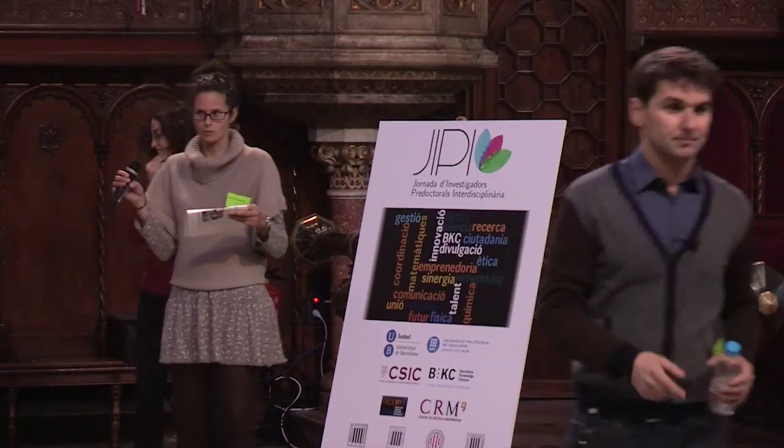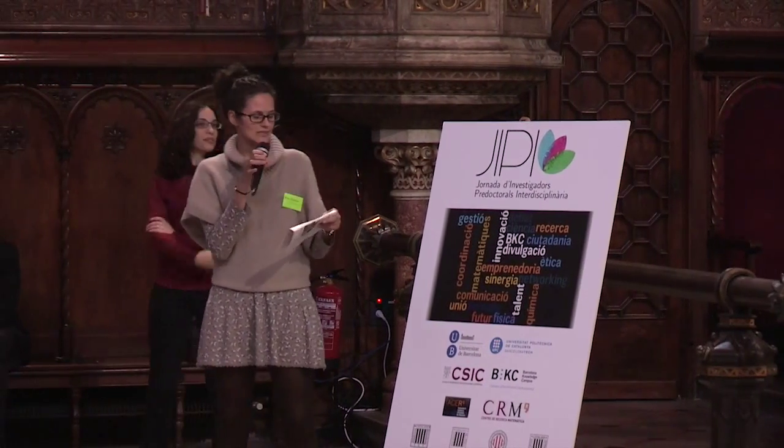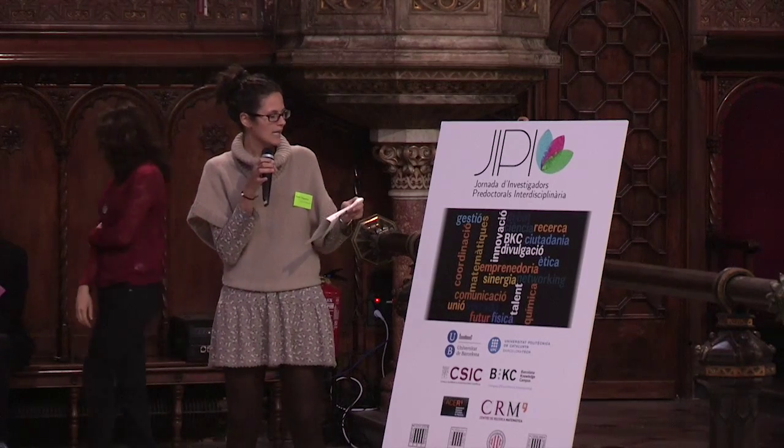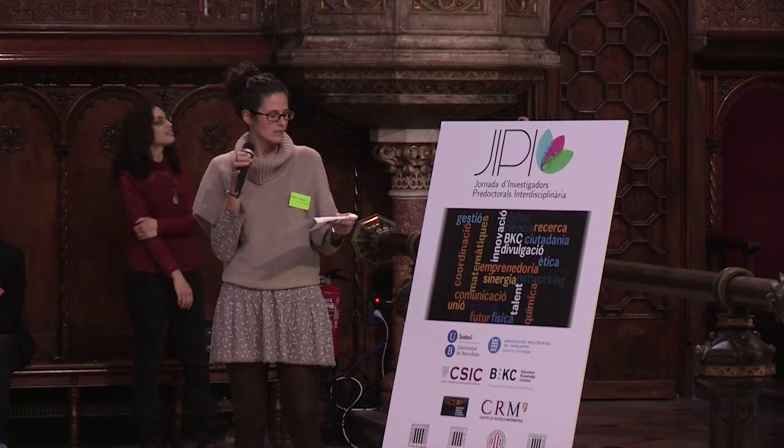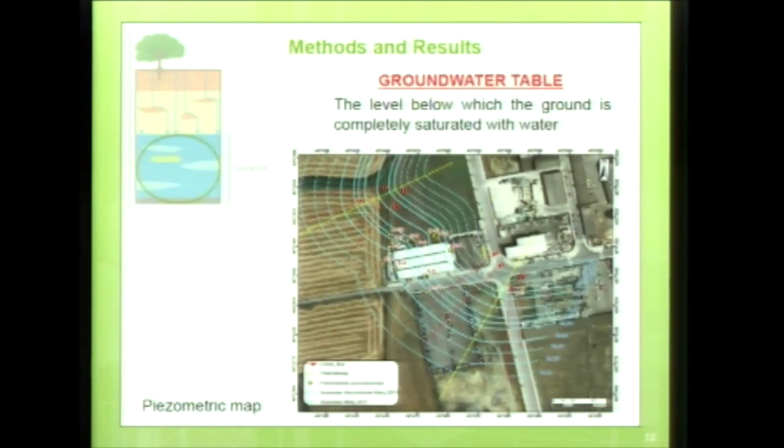Thank you, Alex. Well, I will tell you about the aquifer. The characterization of the aquifer and the flow can be done in many ways. First, I need to know the direction of the flow and other things for the characterization of the aquifer, to design the piezometric map. The groundwater table is the level below which the ground is completely saturated with water.